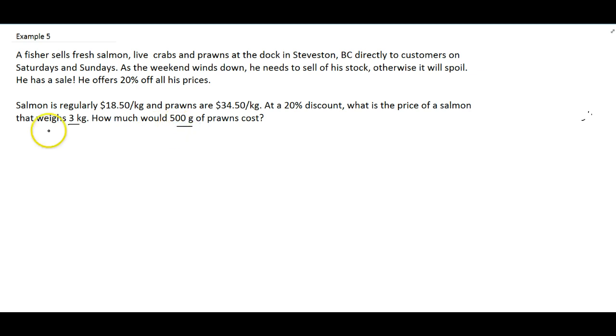So let's deal with the salmon first. So if we're discounting 20%, that means that the sale price is 80%. And we're being asked for the sale price. So let's take 80% of $18.50 per kilogram. And so 80% is 80 out of 100 times $18.50. So we'll calculate that.